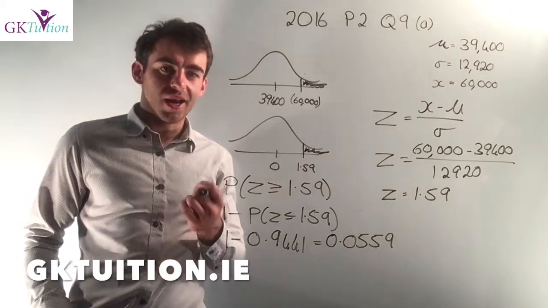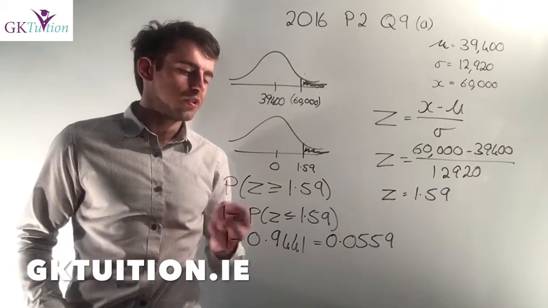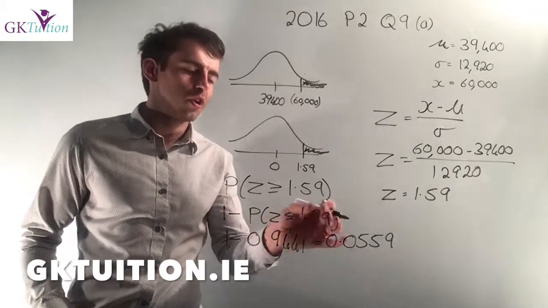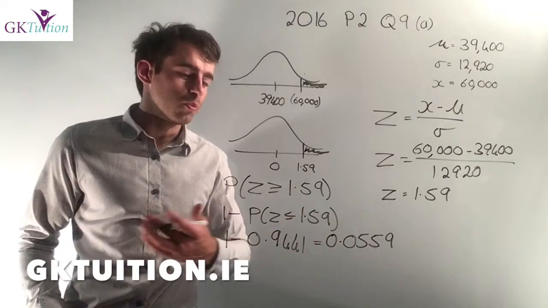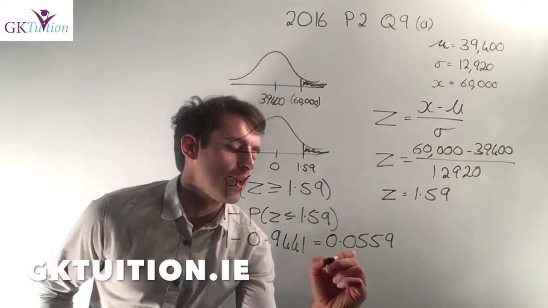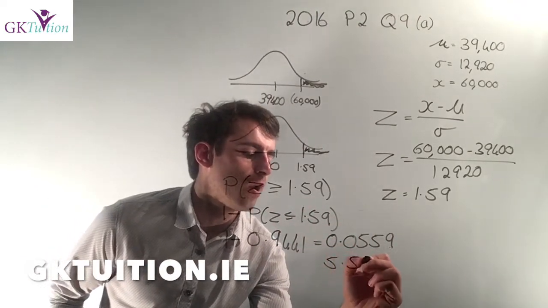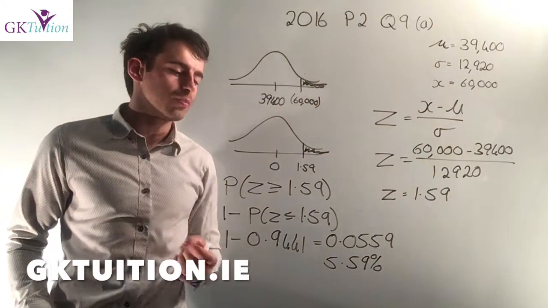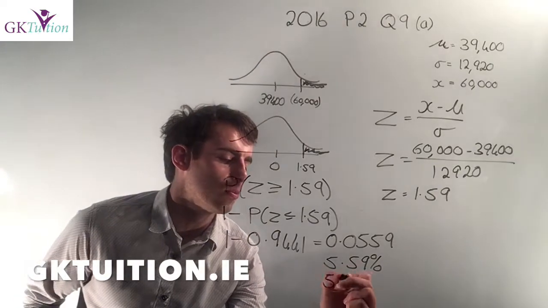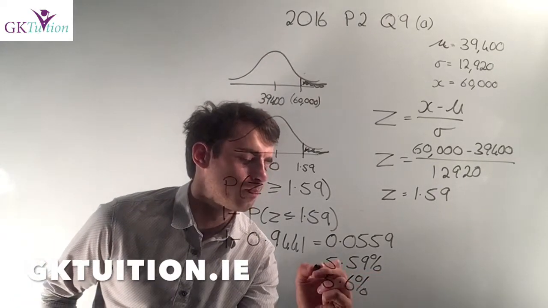Now I was asked to get my answer as a percentage. So to convert this into a percentage, I'm going to multiply it by 100. Multiplying by 100 essentially just means you're moving the decimal place 2 places. So it actually becomes 5.59%. And it asked me to leave it to 1 decimal place, so clearly I need to round up to 5.6%.